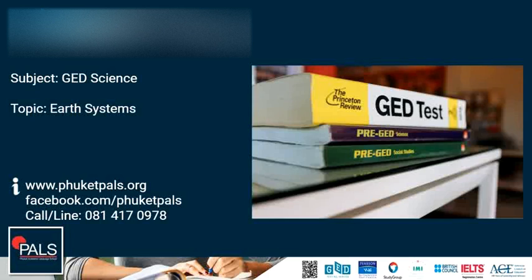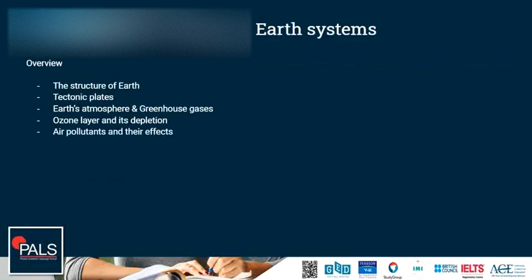The subject is GED Science and the topic is Earth systems. Let's have a quick overview. We will talk about the structure of Earth, tectonic plates, Earth's atmosphere and the greenhouse gases, the ozone layer and its depletion, and air pollutants and their effects. We'll as well talk about weathering and erosion.